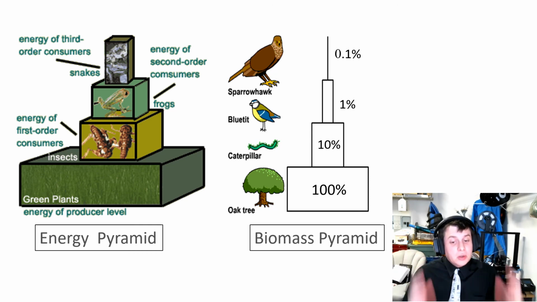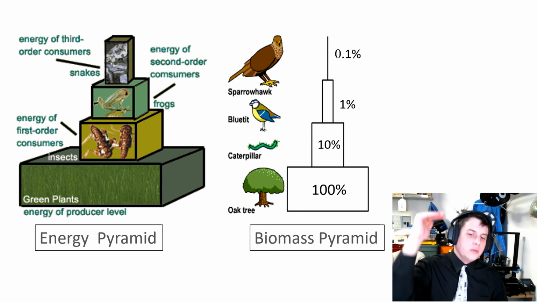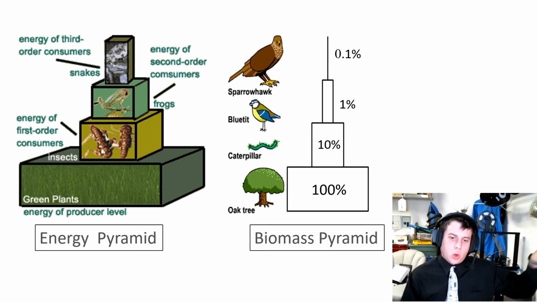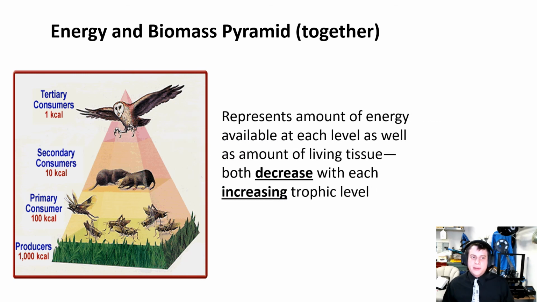And you can use this to really help you out with a lot of stuff. So just keep in mind, every time you go up a trophic level, only 10% moves up. 90% of it, gone. Simple way to do this mathematically, like I said, just divide by 10. Done. Easy peasy. So we compare these together. It represents the amount of energy available at each level, as well as the amount of living tissue, and both decrease as you go up that trophic level.